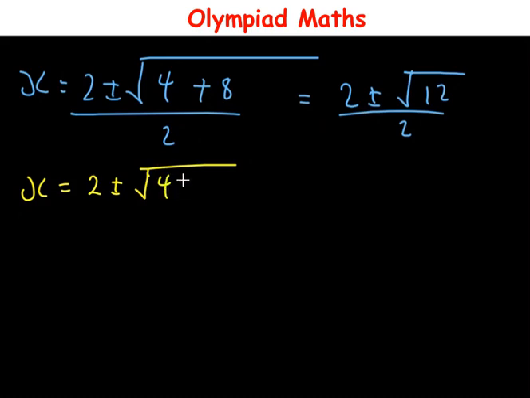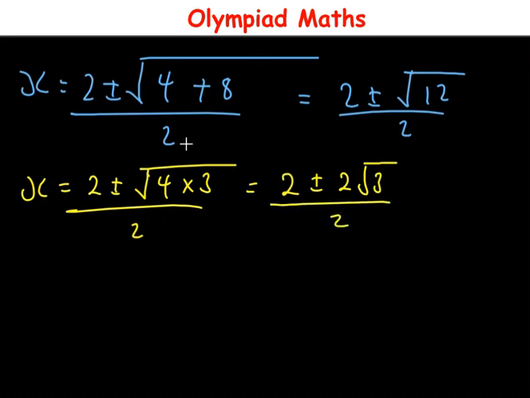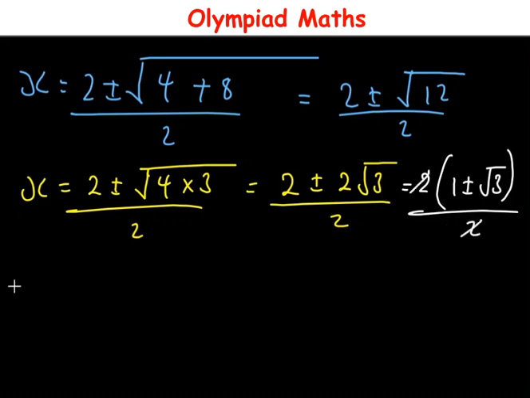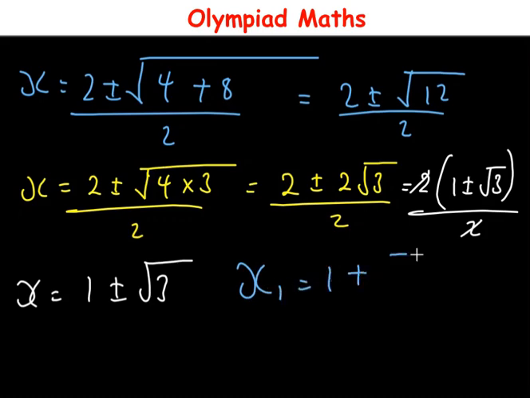And from here, the value of x is equal to 2 plus or minus square root of 12 can be written as 4 times 3 all over 2, and this equals 2 plus or minus root 4 is 2, then times root 3, then all over 2. And from here, factorize out 2 from the numerator. We have 2 into bracket 1 plus or minus root 3 all over 2. 2 divide 2, the value of x is equal to 1 plus or minus root 3. And with this, we have the first solution of x to equal 1 plus root 3. The second solution of x to equal 1 minus root 3.